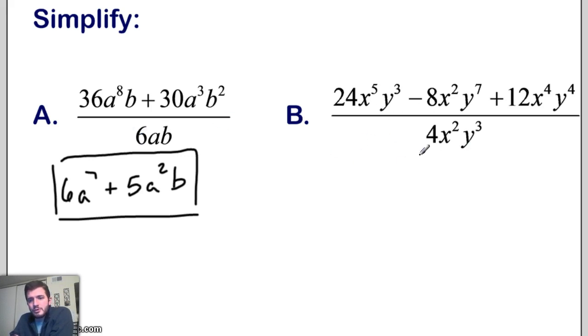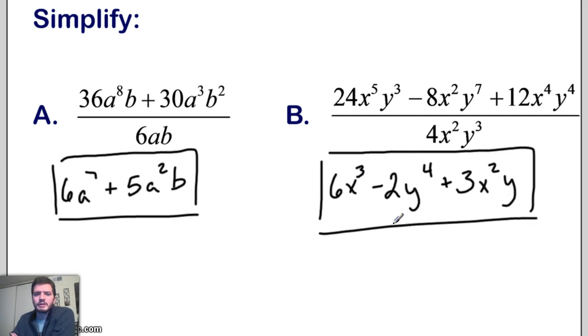First term, 24 divided by 4 is 6. x to the 5th over x squared is x cubed. y to the 3rd over y to the 3rd is just 0, so that's gone. Minus 8 divided by 4 is 2. x squared over x squared just cancels. y to the 7th over y to the 3rd is y to the 4th. Plus 12 divided by 4 is 3. x to the 4th over x squared is x squared, and y to the 4th over y cubed is just y.